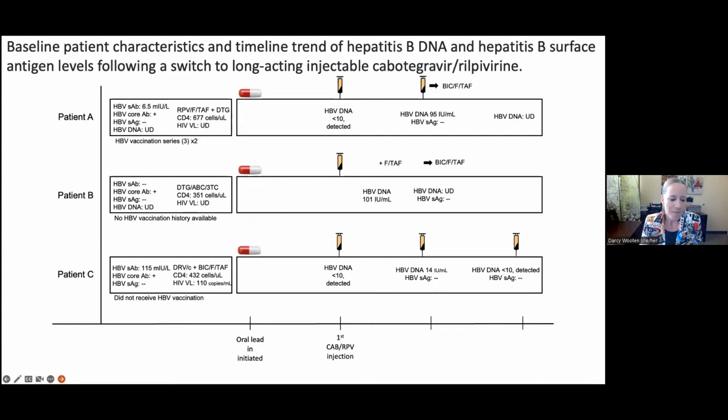And then finally, patient C, which I think is the most interesting and perhaps the most perplexing of all these patients. This patient had, of course, core antibody positivity, but a surface antibody that what I would think of as pretty high, of 115. Their surface antigen was negative, and they didn't have a pre-switch hepatitis B viral load. This person really struggled with adherence to oral medications and had a little bit of resistance. And so prior to switch, they were on a complex regimen with boosted darunavir, BIC-FTAF. CD4 was good, 432. Viral load had fluctuated, and at the time prior to switch was 110.